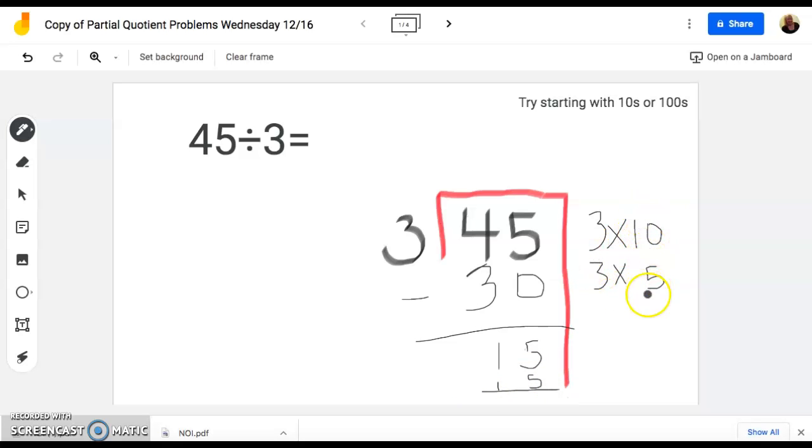Okay, so now adding it up, I'm only going to add up what I multiplied by. So 10 plus 5 equals 15, and that's my answer, my quotient.